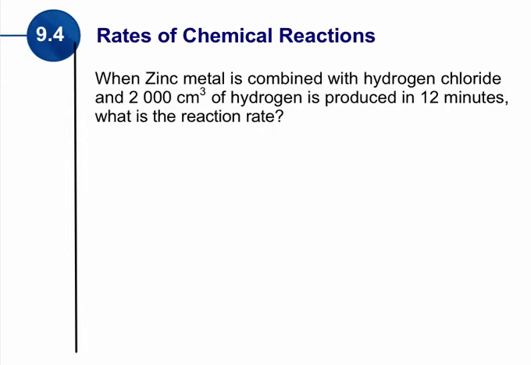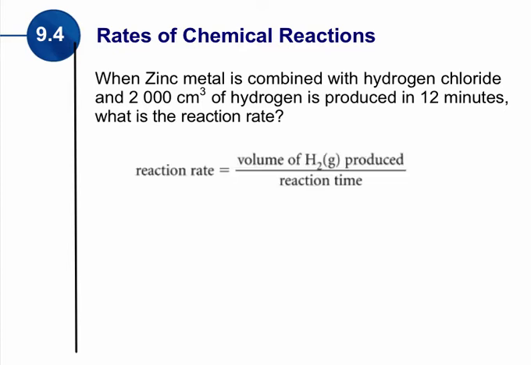So let's look at a situation. Zinc combined with hydrogen chloride. We get 2,000 cubic centimeters of hydrogen in 12 minutes. We want to find the actual reaction rate. Well, here's our formula we can use. The volume of hydrogen gas produced divided by the reaction time.